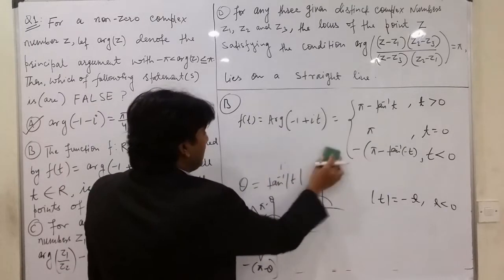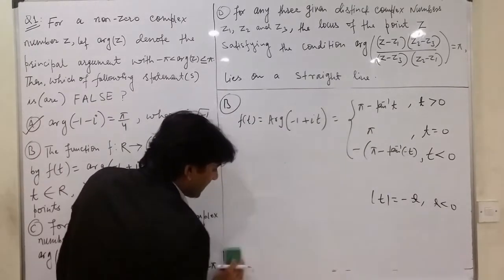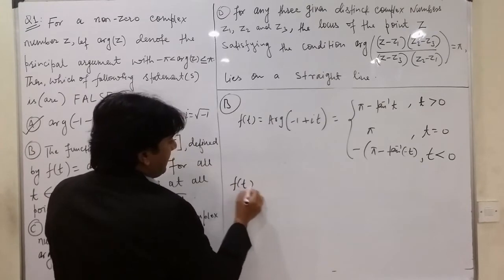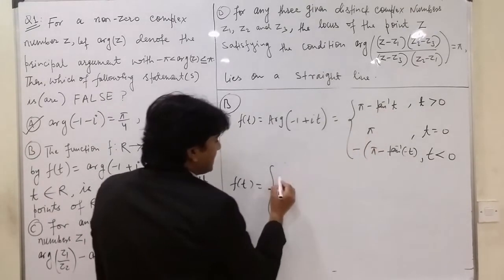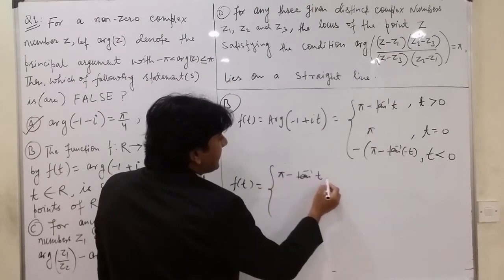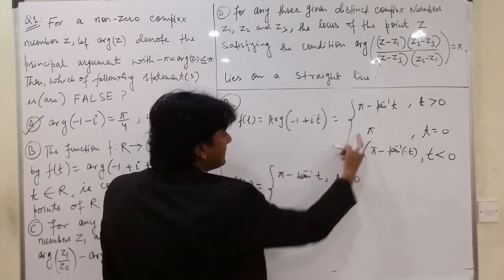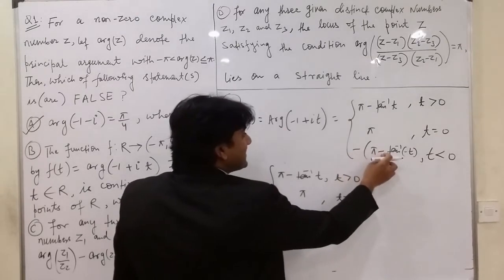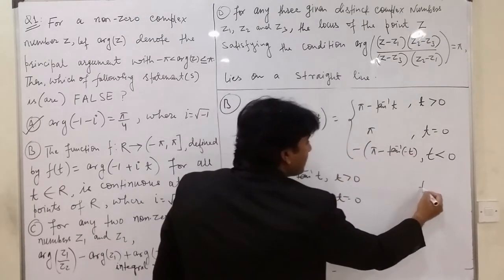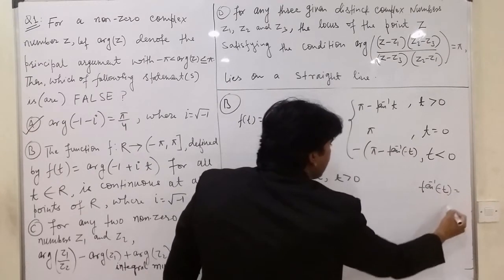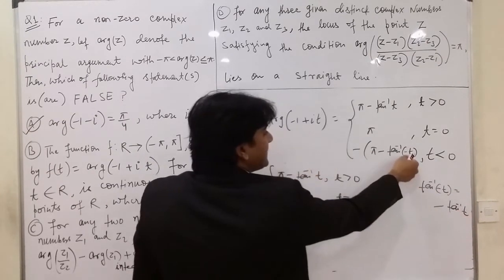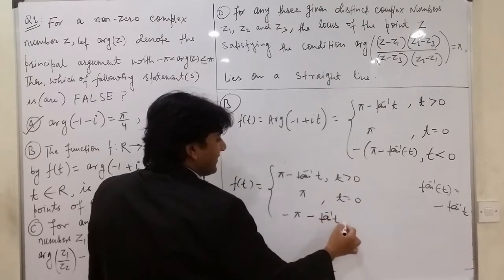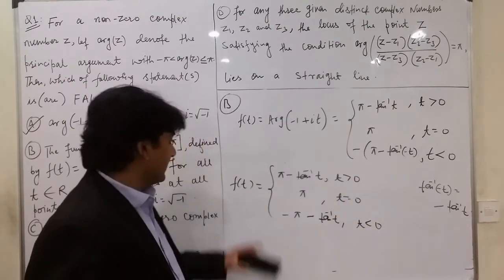Now we can discuss its continuity. I mean, we have to discuss its limit. So again I will write this one. F of t equals pi minus tan inverse t, and t is greater than 0. This is pi, t equal to 0, and this is minus pi, minus minus plus, but tan inverse of minus t we can write minus tan inverse t. So minus will come here, it will be plus, plus minus again minus. So minus tan inverse t when t is less than 0. Okay, so we got f of t.